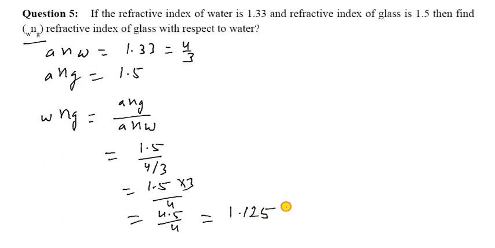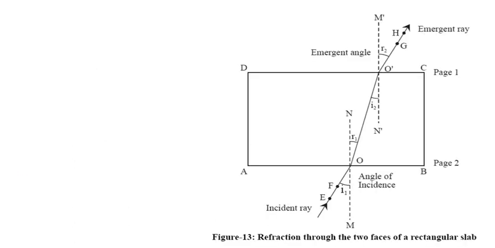Let us see the question. It is the refractive index of water. Water is given as, no, it is water, it is a_w. It is given as 1.33, and we can say it is 4 by 3. Now the refractive index of glass, you can say it is a_g, that is 1.5. So what will happen?